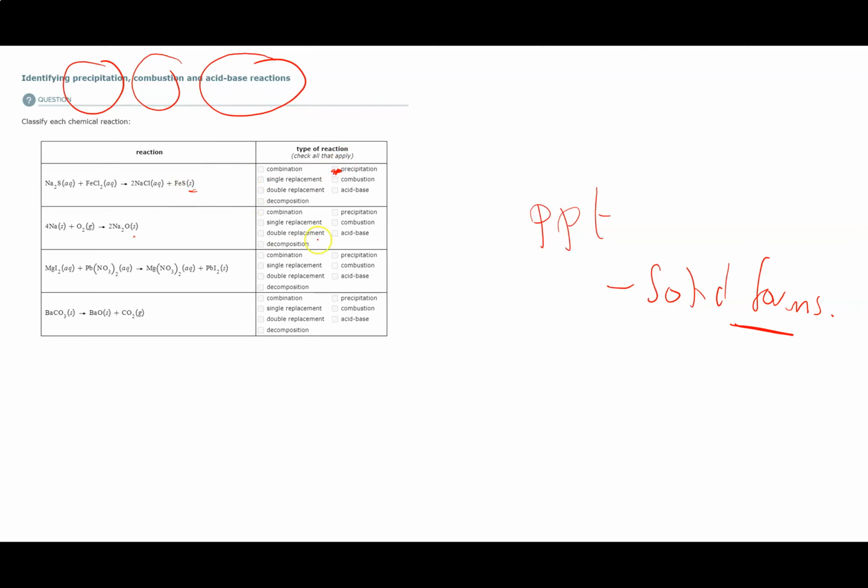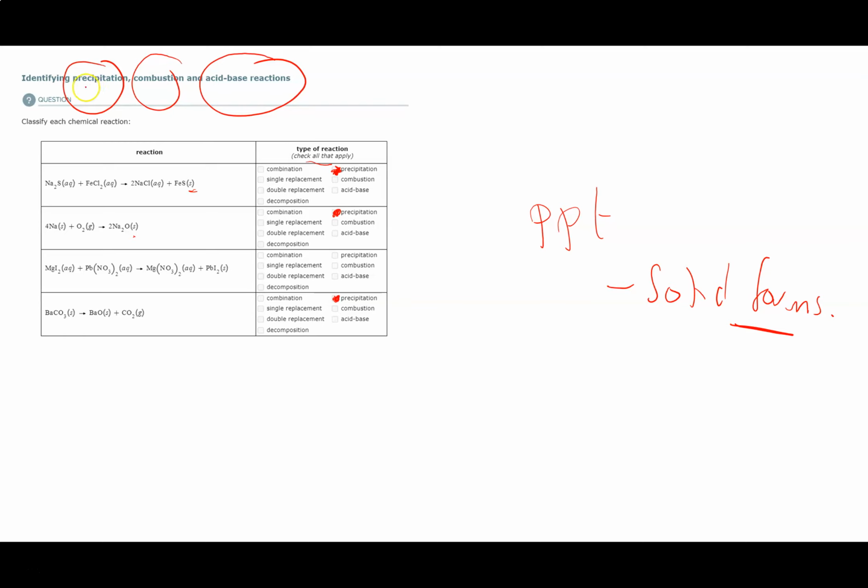Oh, this results in a solid forming. And this results in a solid forming. Now, the other thing to remember is that these can be other classes, because it says check that all that apply. Other things are happening as well here. So precipitation just means that a solid forms, but it's not really classifying whether it's a single replacement, a double replacement, a decomposition, an acid base, or a combustion.